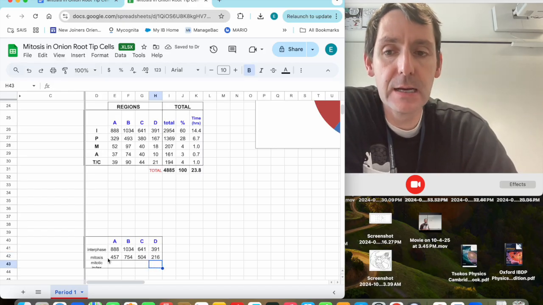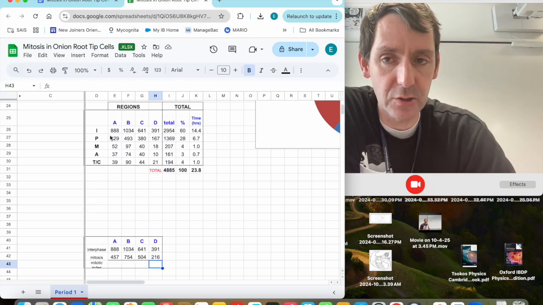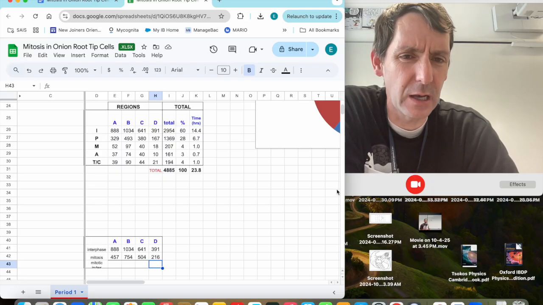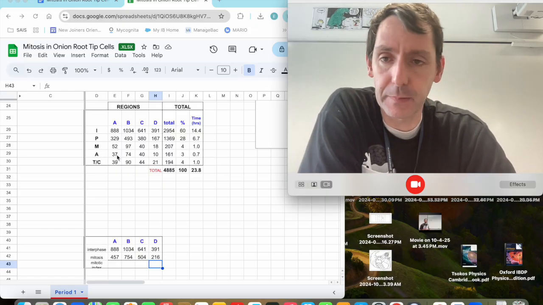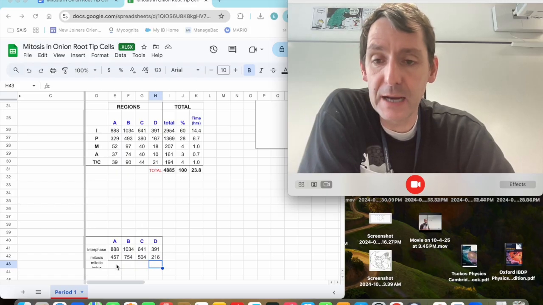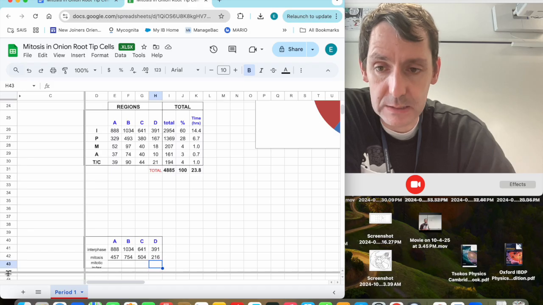All right. So now I know how many there were in interphase. I know how many there were in mitosis, and of course I also know the total number of cells. I could get the total number of cells for each region just by highlighting that section there. Okay. So the mitotic index here, that's my last step. That's the last thing it wants me to find.